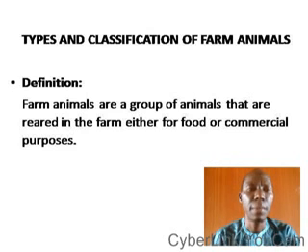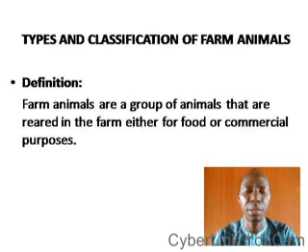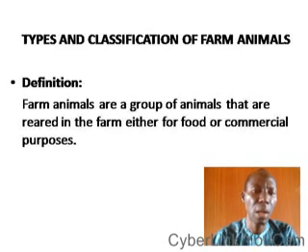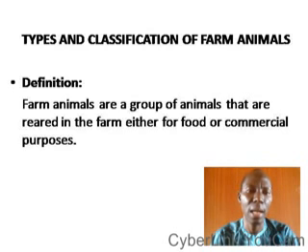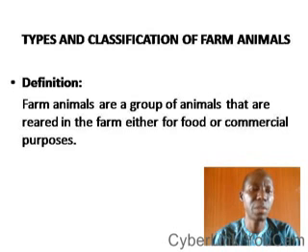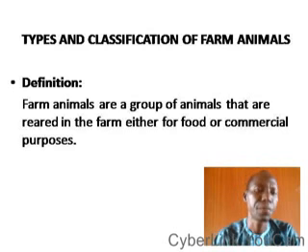First of all, farm animals in this topic are classified into 3. 1. Classification based on their uses, classification based on their habitat, and classification based on their digestive tract. But before we continue with that, let us know the meaning of farm animals.